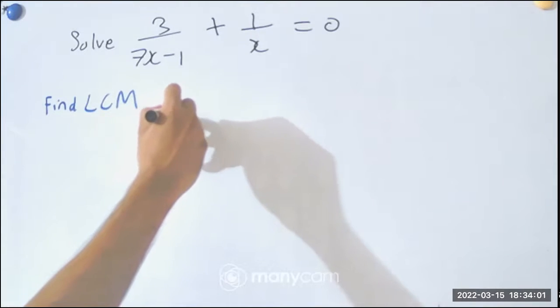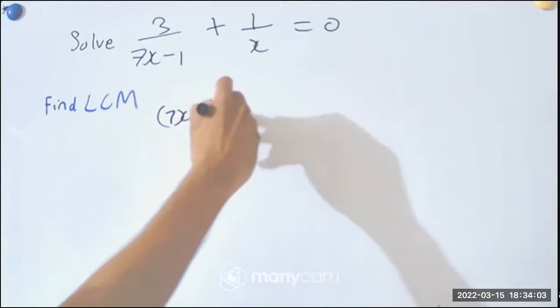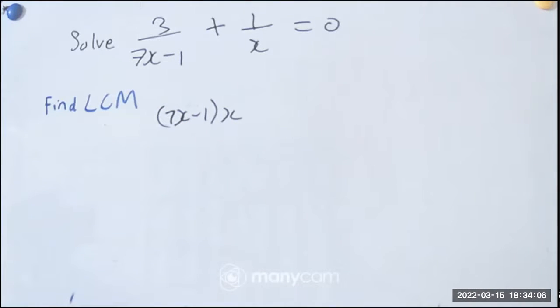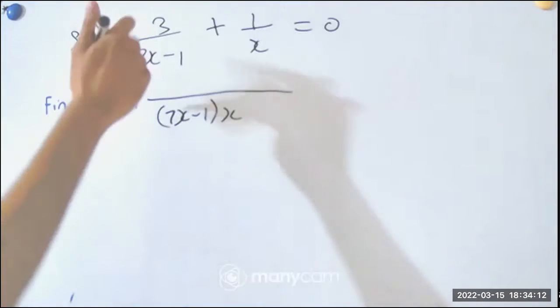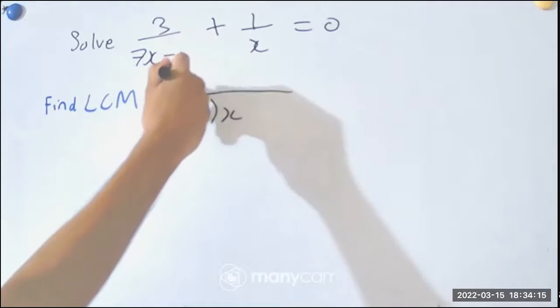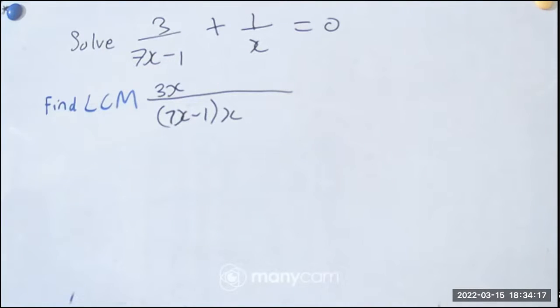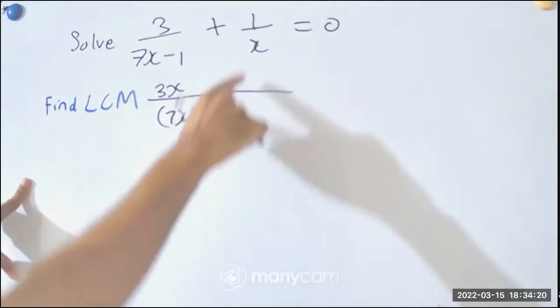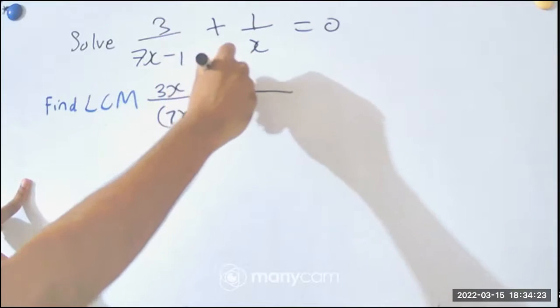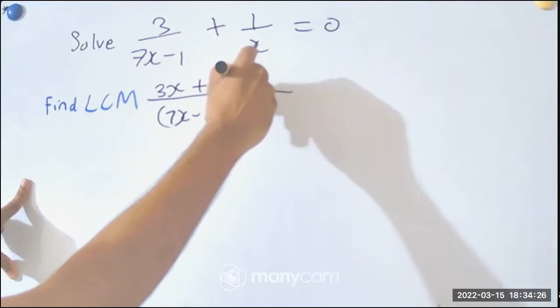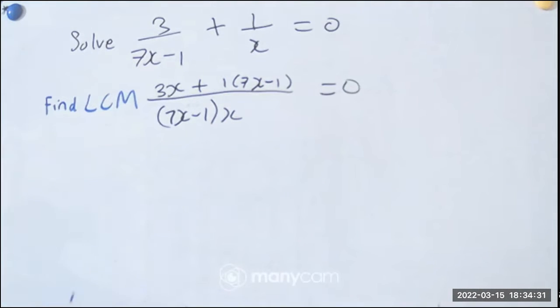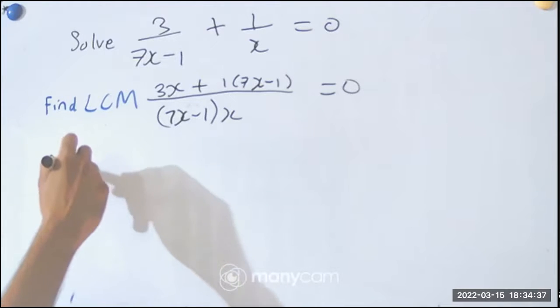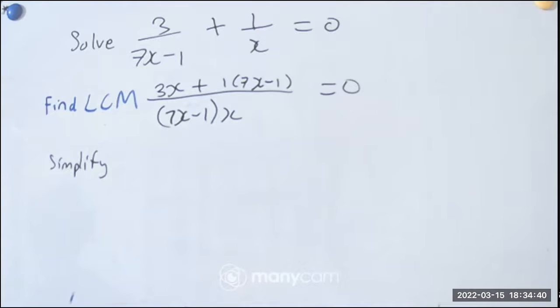So the LCM would be 7x minus 1 by x, right? Throughout. That's the denominator we would have now. Now what we have to do here, we have to multiply 3 by x. And that would have been the first step. Now, to get back this 1 over x, we'd have to multiply 1 by this part, which would be 7x minus 1. Keep in mind, it's all equal to 0. So that would have been the first step, find the LCM. The second step would be to simplify as much as we could. So let's try to simplify this.